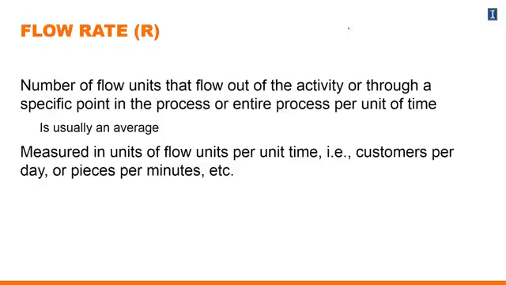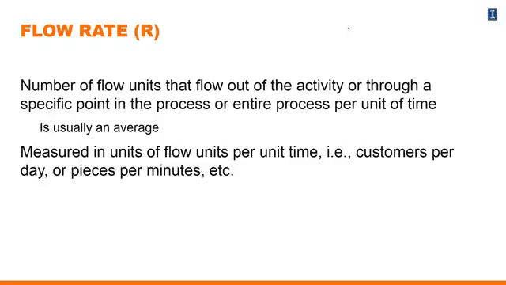It's usually computed as an average. So when we talk about process metrics and we talk about making analysis of processes, we are usually using an average. What does that mean? If you say the flow rate for a restaurant is 20 customers per hour, on average, it means sometimes it's 10 customers per hour and sometimes it's 30 customers per hour. So it's an average of observations that are taken over multiple periods of time.